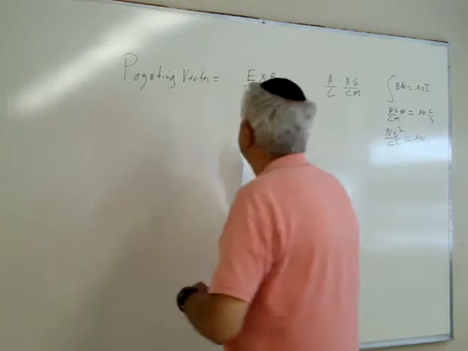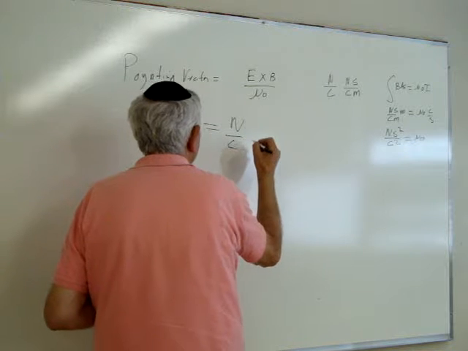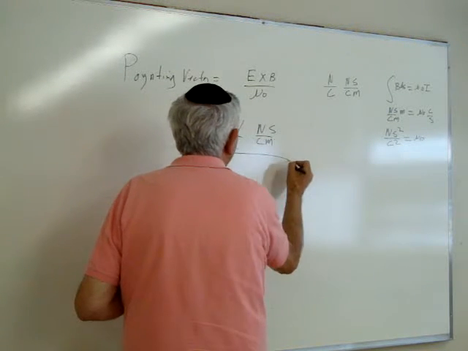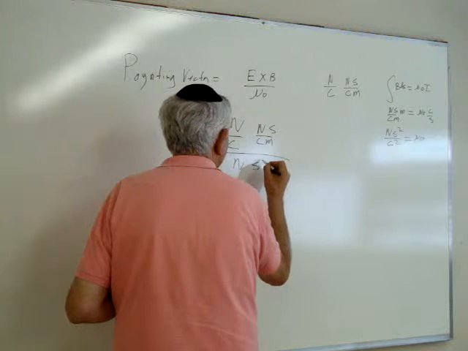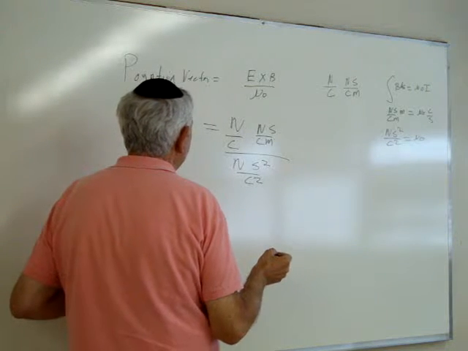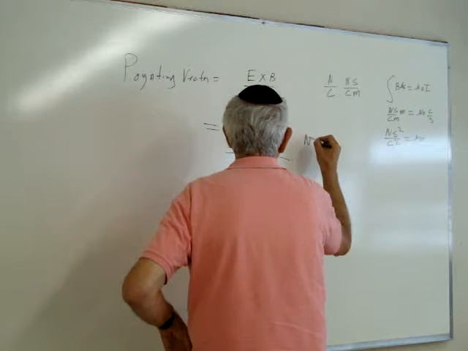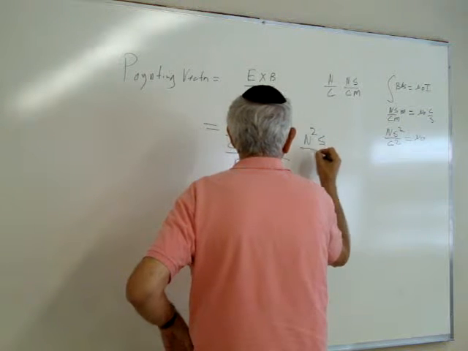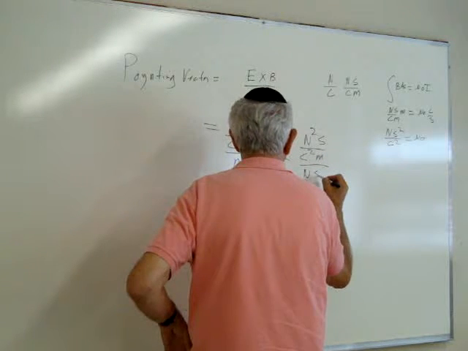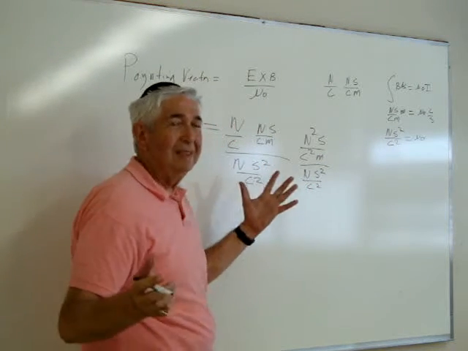Okay? Now what is this? Poynting's vector is going to be newtons per coulomb times Newton seconds per coulomb meter, and divided by Newton seconds squared per coulomb squared. All right, what happens here? Going across, I have Newton squared seconds over coulomb squared meters, divided by Newton seconds squared over coulomb squared. All right, so how do you do this?